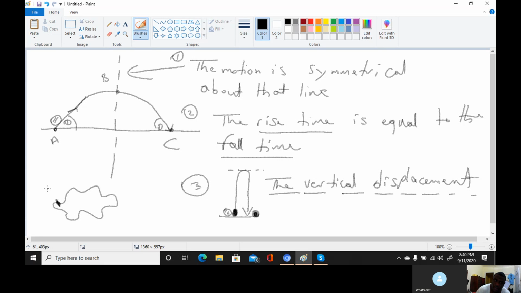But if I start at the point here, A, and I go all the way around and come back to the point A, I've not changed my position, so my displacement is 0.